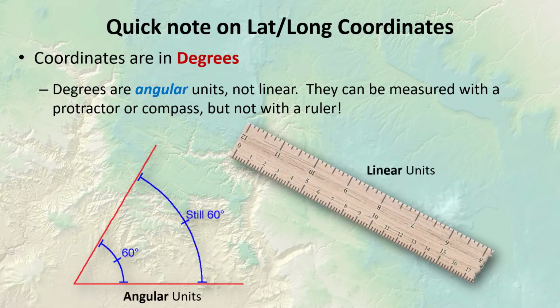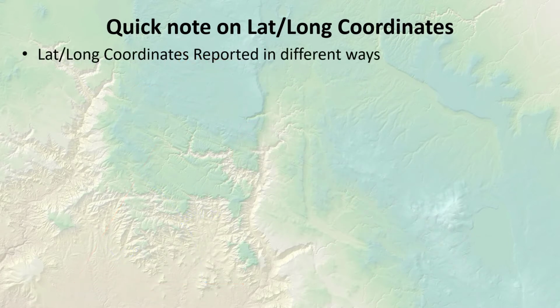And the thing to understand about degrees is that they do not correspond with a linear distance. There is no simple conversion between X number of degrees equals so many miles. Latitude and longitude are an entirely different type of system than a linear coordinate system. Latitude and longitude are reported in a few different ways, and I'm sure you've seen these.